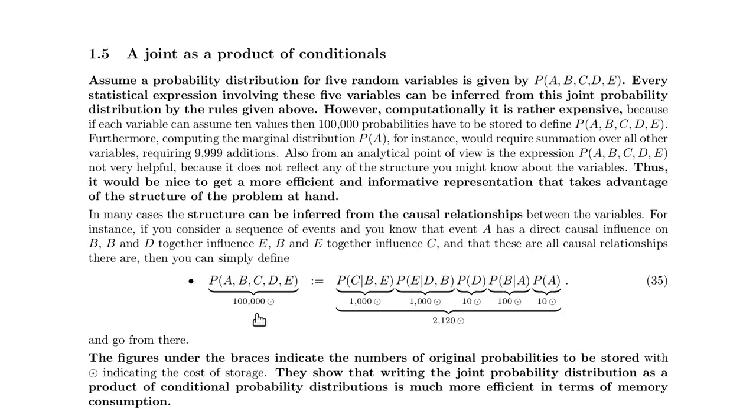Of course, we need a statistical structure like this one given here. This probability distribution here is constrained compared to this one. It's completely free. This is constrained to the structure, but very often that is the case because of causal relationships, right? So if C depends on B and E, but not on A and not on D, then we can write such a conditional here.